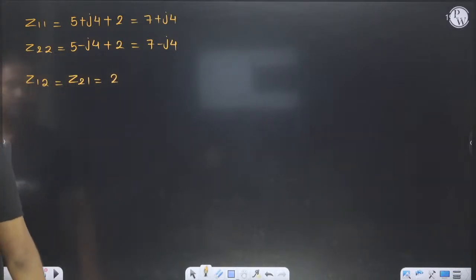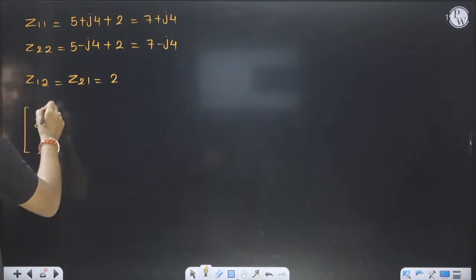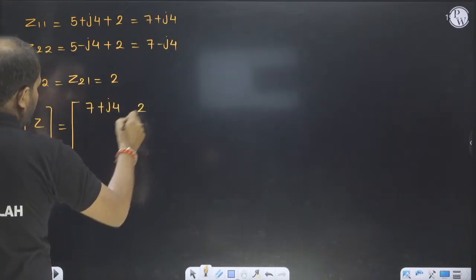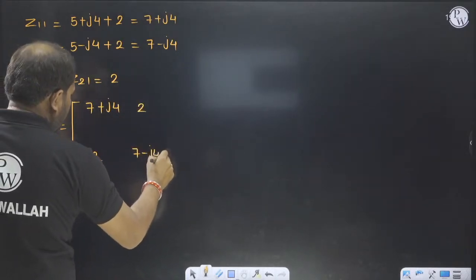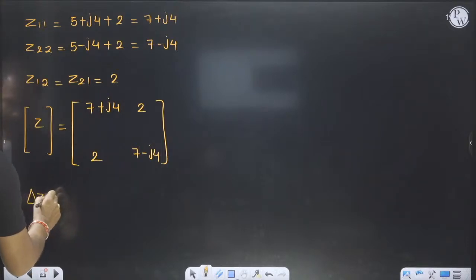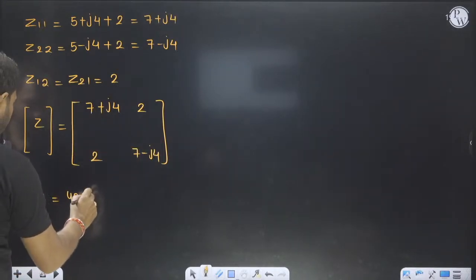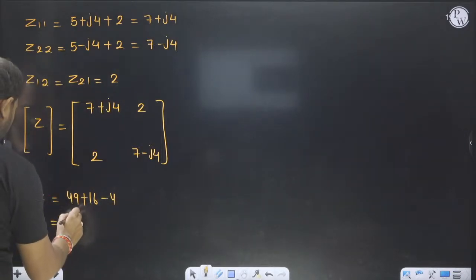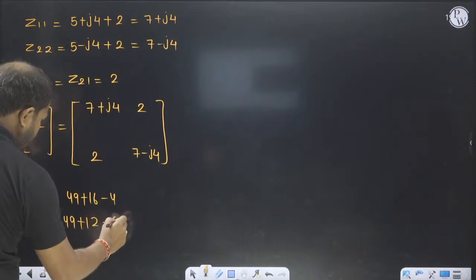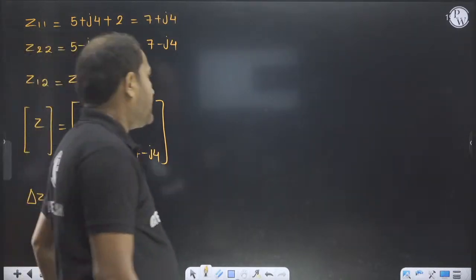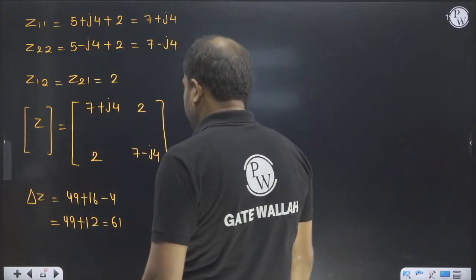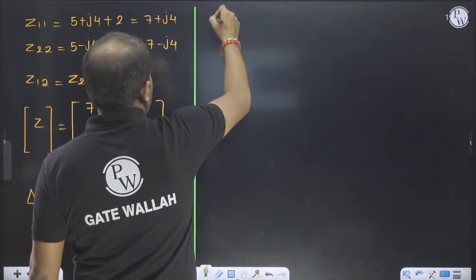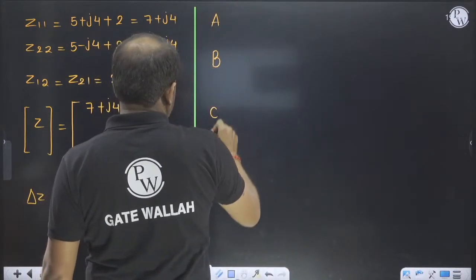Then our Z matrix will be 7 plus j4, 2, 2, 7 minus j4, and the determinant is 49 plus 16 minus 4, so 49 plus 12, which is 61. So it is 61.